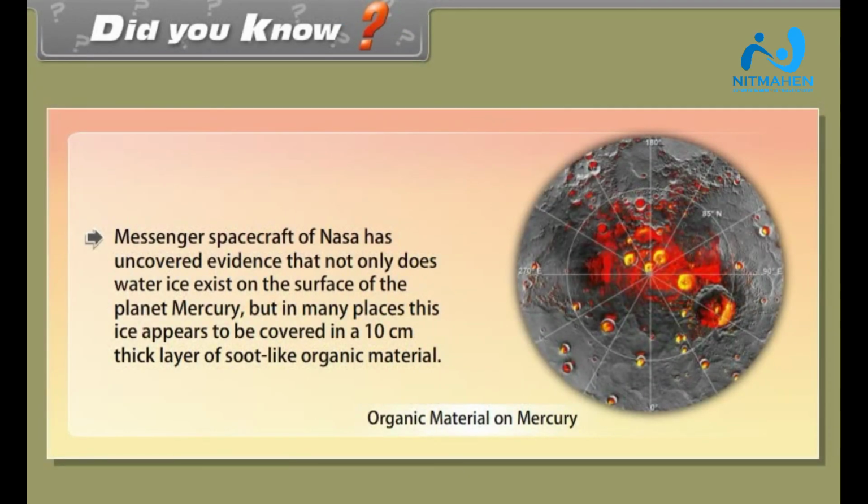Did you know? Messenger spacecraft of NASA has uncovered evidence that not only does water ice exist on the surface of the planet Mercury, but in many places, this ice appears to be covered in a 10 centimeters thick layer of soot-like organic material.